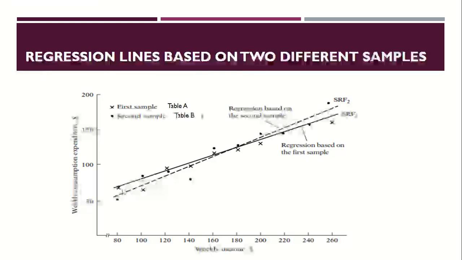Just by joining these dots, we are able to get the sample regression line for the second sample, and by joining these cross marks we get the regression line for the first sample, that is taken from table A.